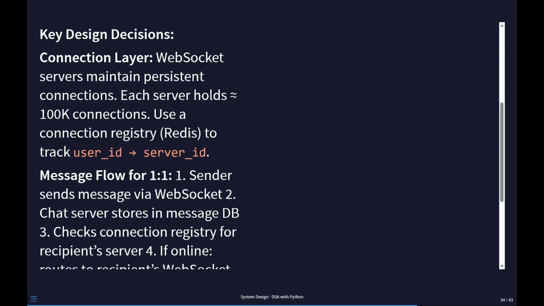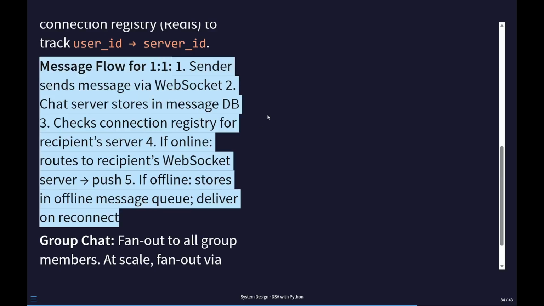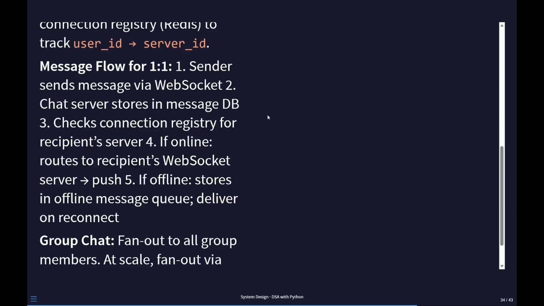Message flow for one-to-one chat. Alice sends a message via her WebSocket to chat server 1. Server 1 immediately persists the message to Cassandra. Wide column, designed for high write throughput and efficient time-range reads, ideal for chat history. Server 1 then queries the connection registry. It gets back: Bob is on server 2. Server 1 routes the message to server 2 via an internal message bus. Server 2 pushes the message down Bob's WebSocket connection. Bob receives it in milliseconds.